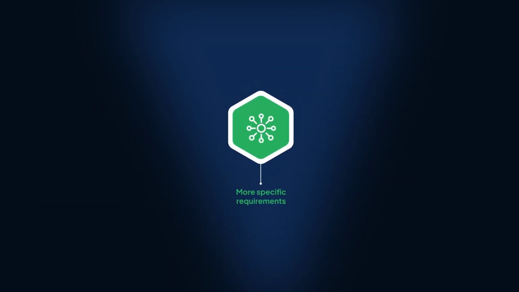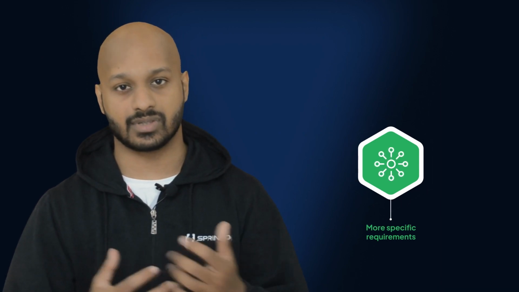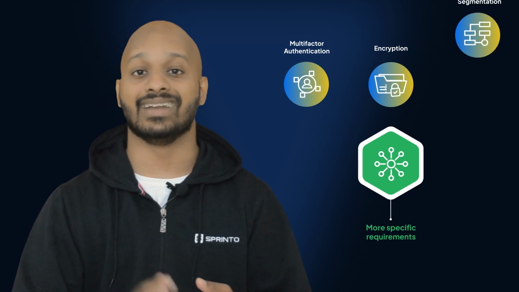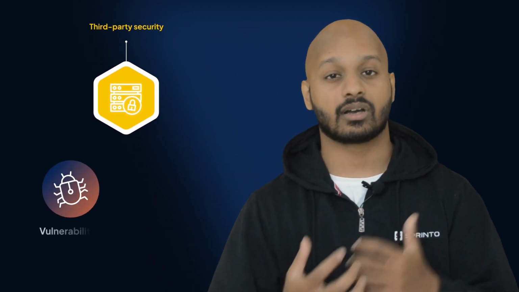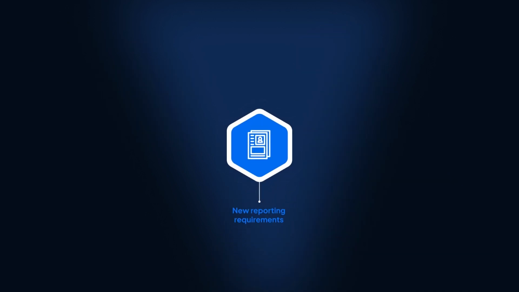Number 2 is more specific requirements. PCI DSS 4.0 includes more specific requirements for security controls, such as multi-factor authentication, encryption, and network segmentation. Third is more focus on third-party security. PCI DSS 4.0 recognizes that most data breaches in the modern day are caused by vulnerability in third-party systems. And so in version 4.0, there's a greater emphasis on third-party security, including requirements for third-party service providers and supply chain security.